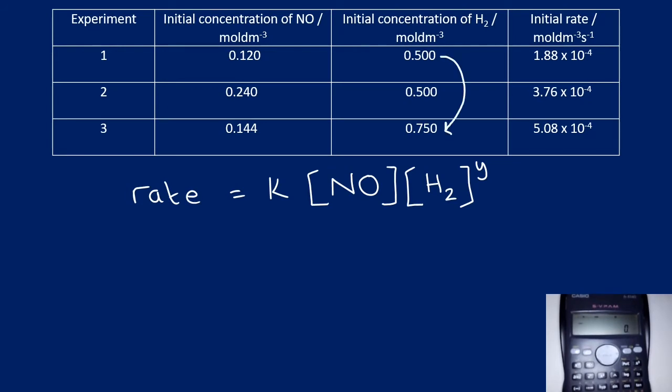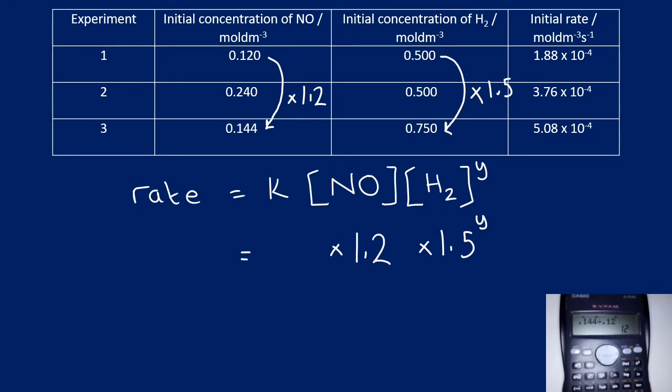What happens here? So 0.75 divided by 0.5. This is going up by a factor of 1.5, and it's to the y. And what's happening to NO? Well, it's going to 0.144, so 0.144 divided by 0.12. So that's an awkward one here. It's going up by 1.2. So NO is going up by 1.2, and it's 1.2 to the 1. So again, we don't need to put the 1, it's just 1.2.